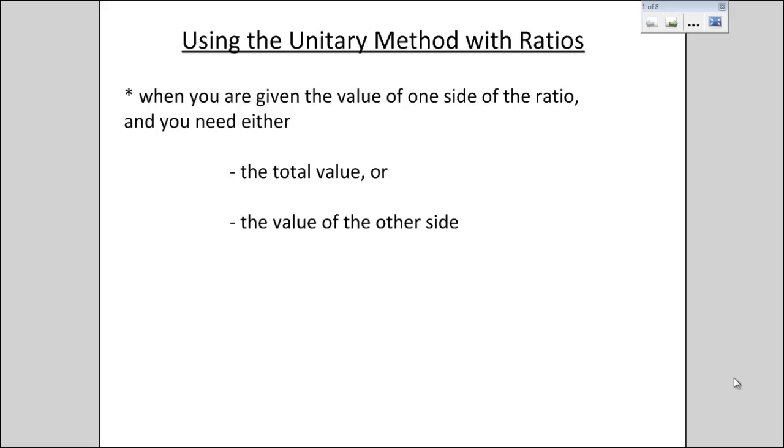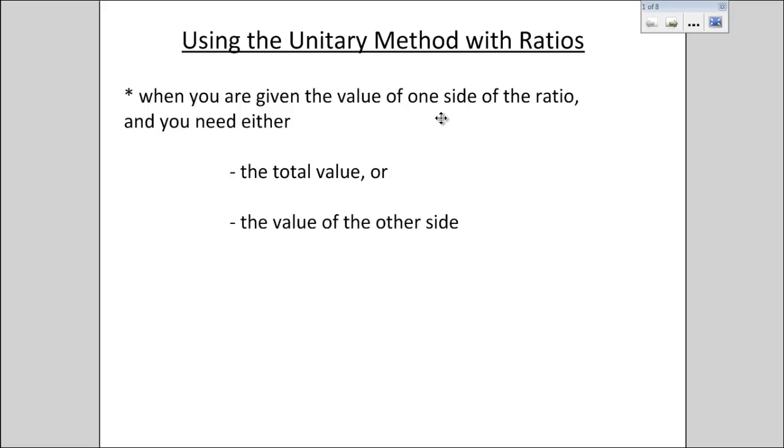So this is a final lesson on ratios, and we're looking at using something called the unitary method. It's called the unitary method because it's based on finding out what one part of the ratio is, which is talking about 1 unit. So that's where the name comes from. You can use this when you are given the value of one side of the ratio, and you need to either find the total value or the value of the other side.